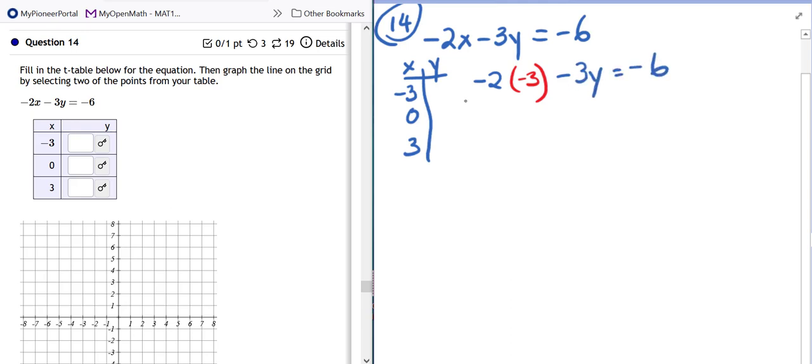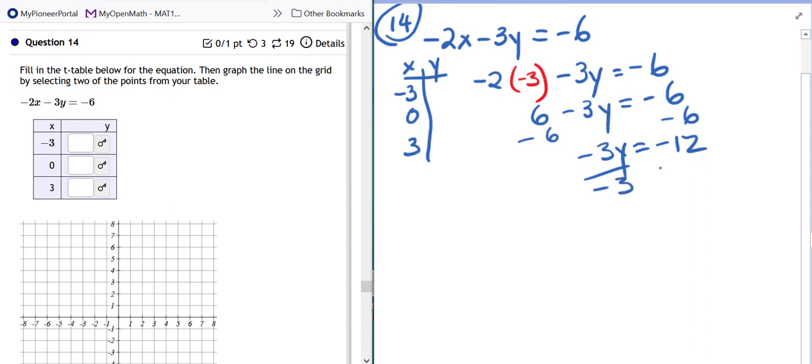So we have to solve for y. So we get 6 minus 3y equals negative 6. Subtract this 6. So we get negative 3y equals negative 12. Divide by negative 3. And we get y equals positive 4. See, that was more work than just plugging in like we were able to do before. So if you had one isolated, if we had moved it around, we could just plug in. And so this one was equal to 4.